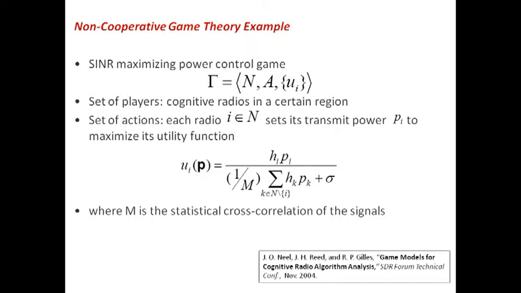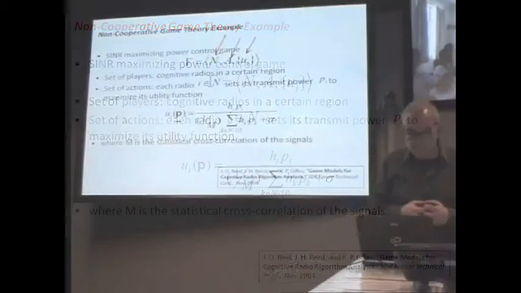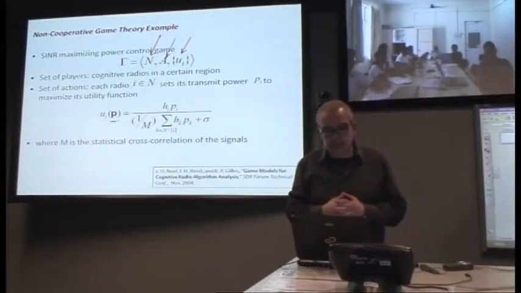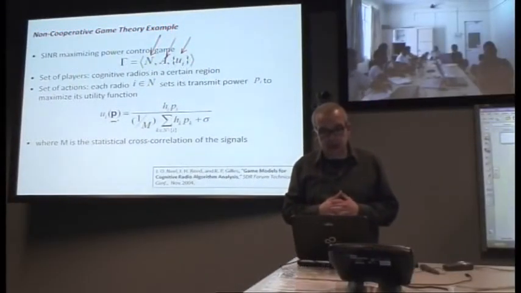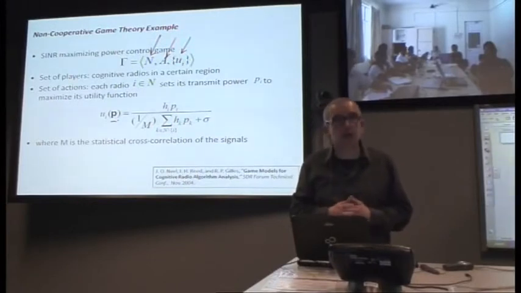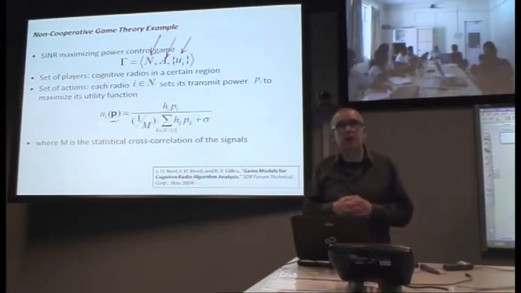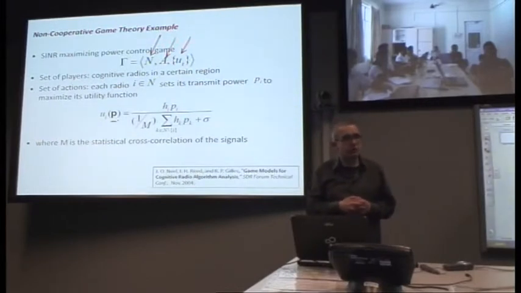So the utility function that he has is simply the signal to interference and noise ratio. So the numerator is the received power at the desired receiver, and the denominator is the sum of noise and interference. And then you set this up as a game and try to find out what the outcome would be. So what would be the predicted power levels for all of the end users? What do you think is going to happen in a game like this?